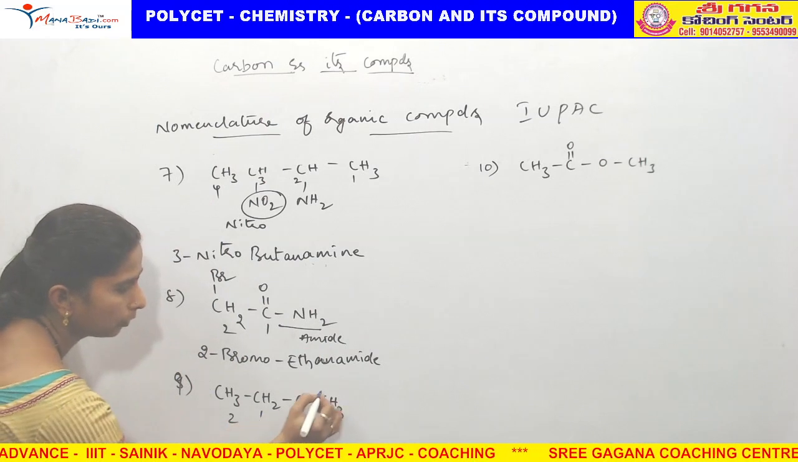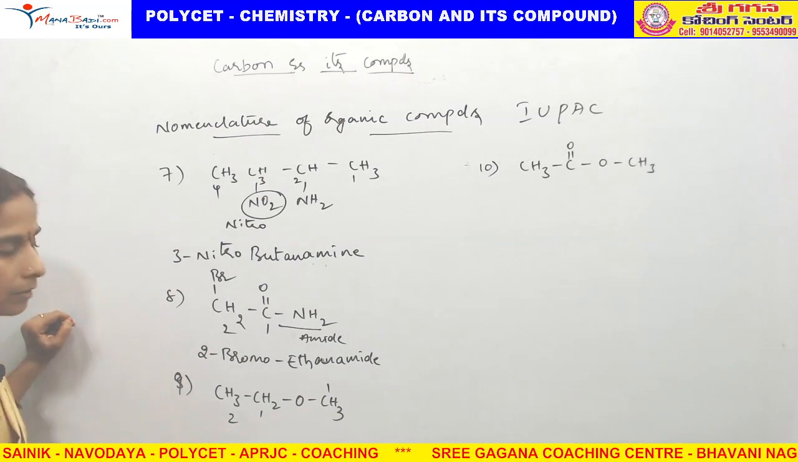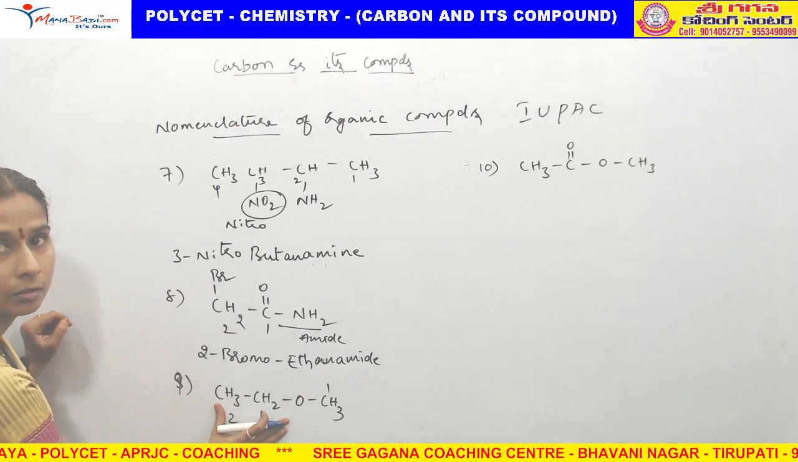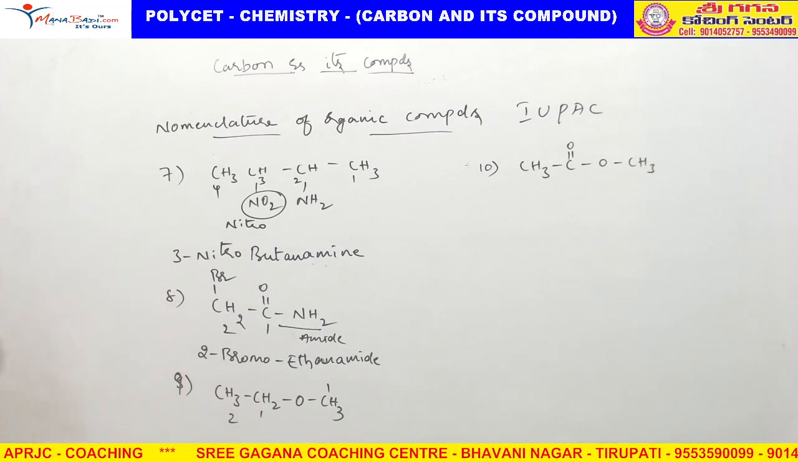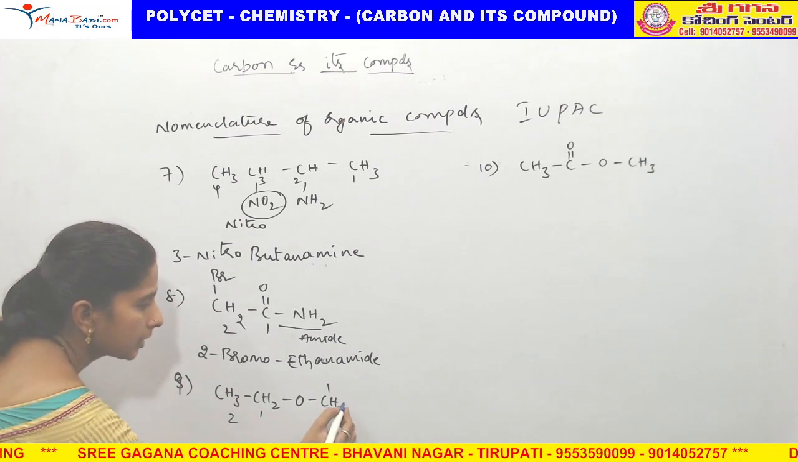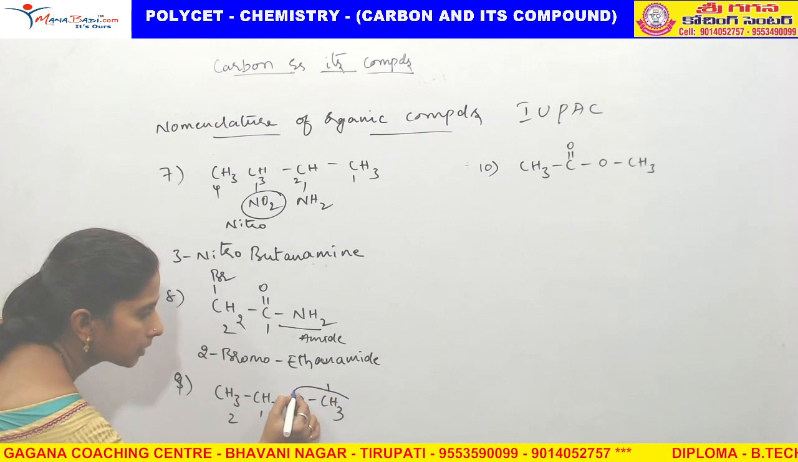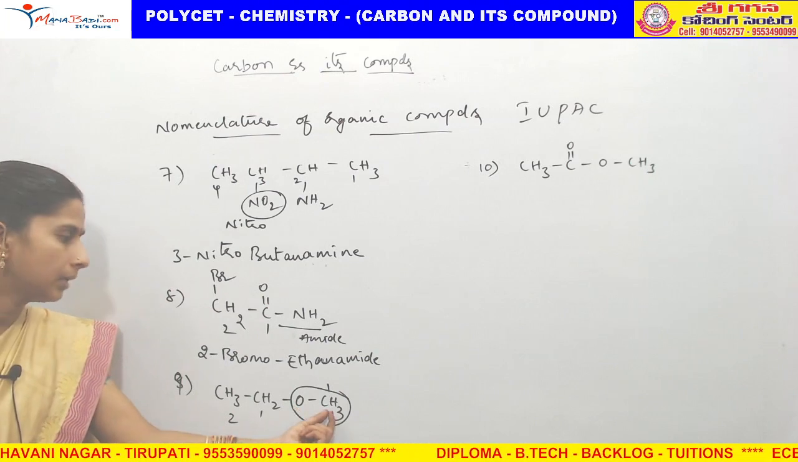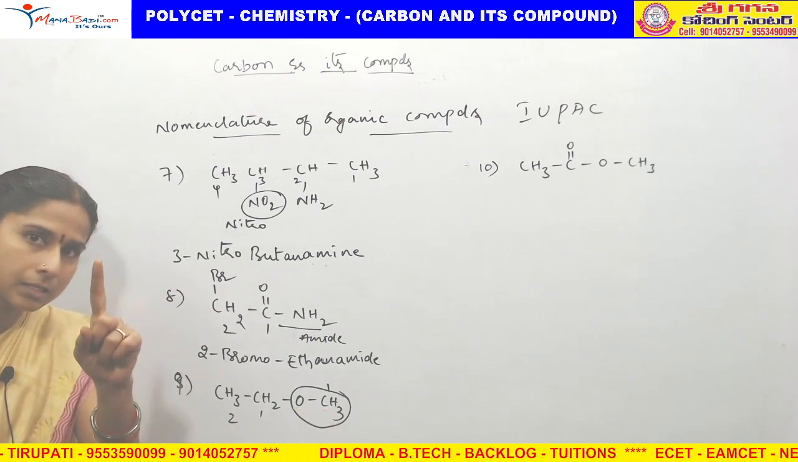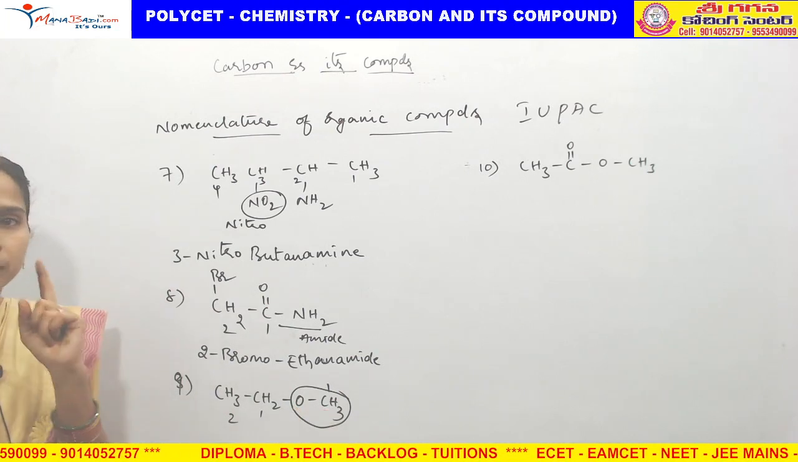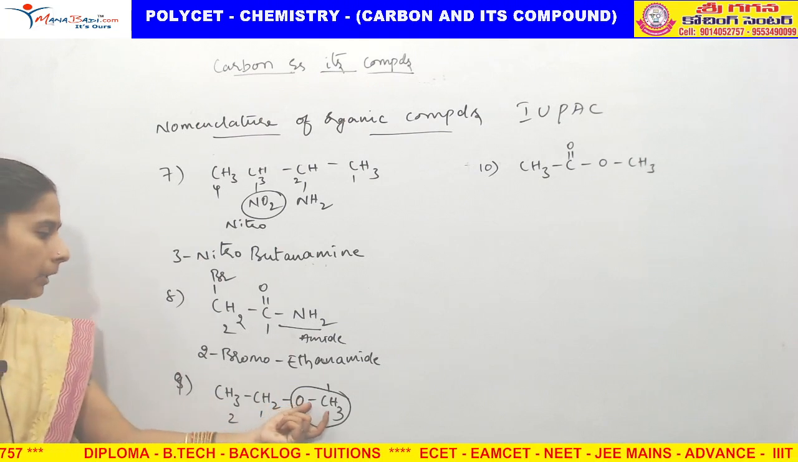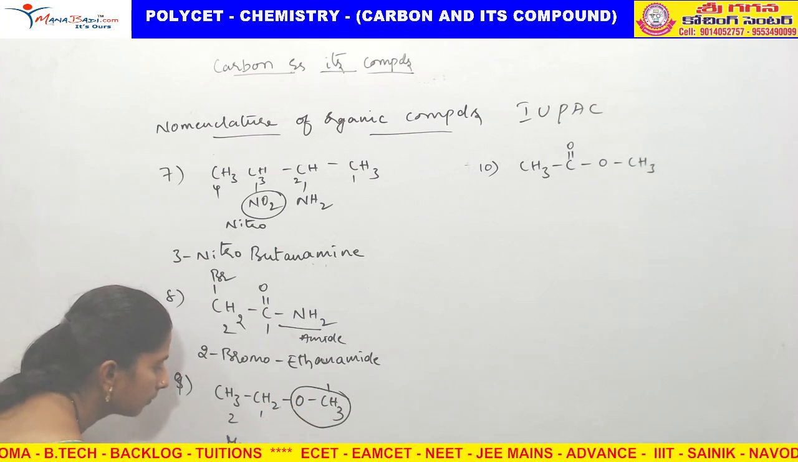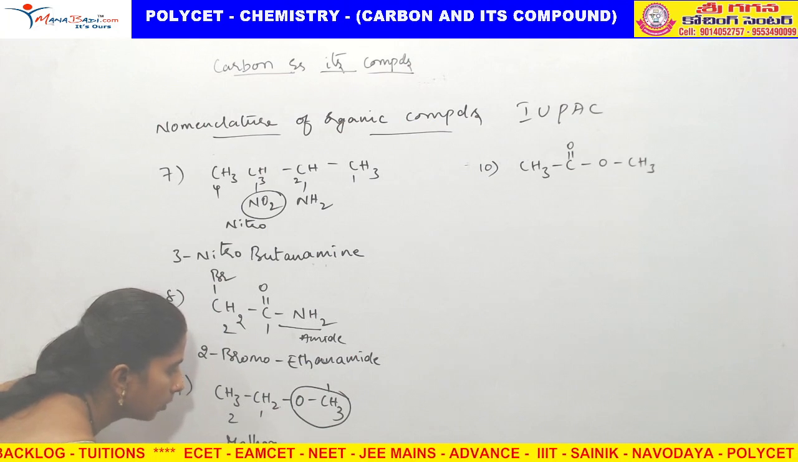Here 1, 2, here 1. Which is the long chain? This is the long chain. So now the name: the one with fewer carbons, you need to combine with oxygen. Fewer carbons means 1 carbon is there. 1 carbon, what do you call it? Meth. Right? Meth plus oxy. Methoxy. Meth plus oxy. Don't get confused.